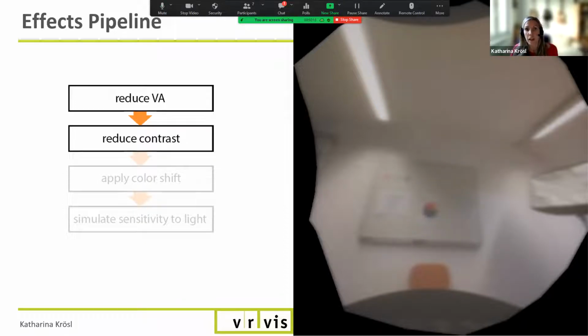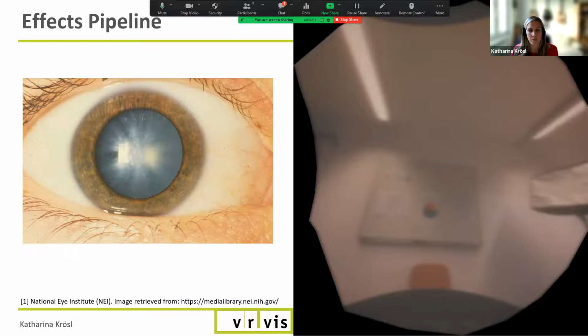Then we apply a color shift. The tinted vision that people with cataract sometimes experience is caused by particles in the lens that absorb or reflect parts of the incoming light. So here you can see an image of an eye with cataracts, and the lens often appears bluish white. And this part of the incoming light does not fall onto the retina.